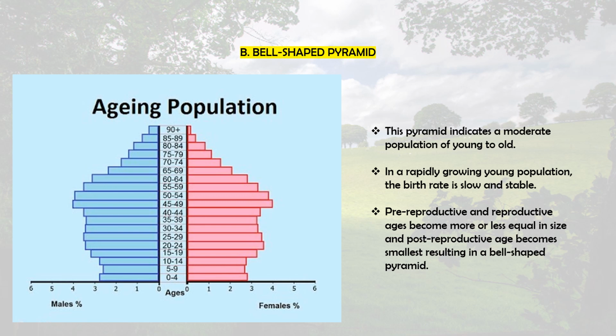Here, this bell-shaped pyramid shows stable population, and it's an aging population where the pre-reproductive and post-reproductive are nearly equal in number, with post-reproductives being a small population.